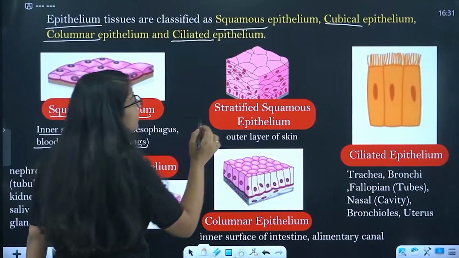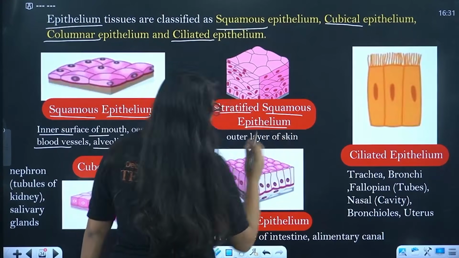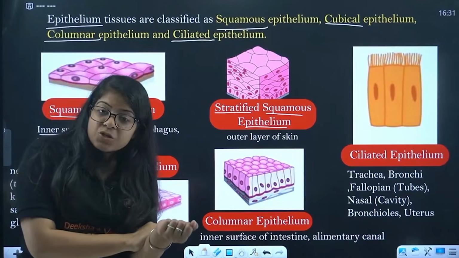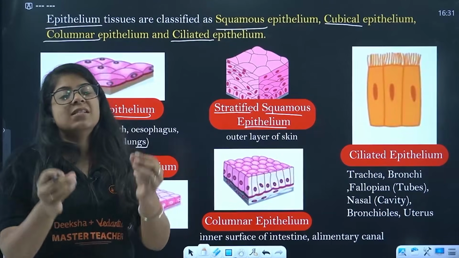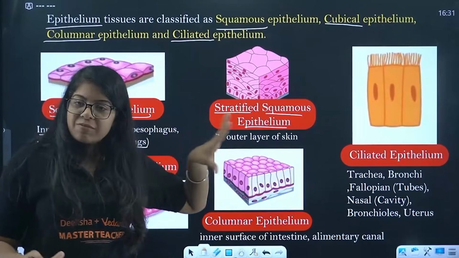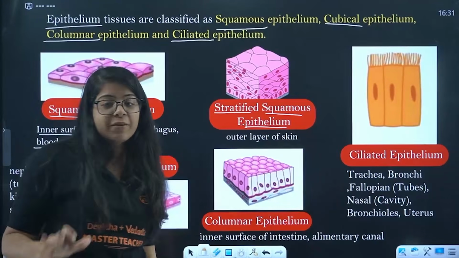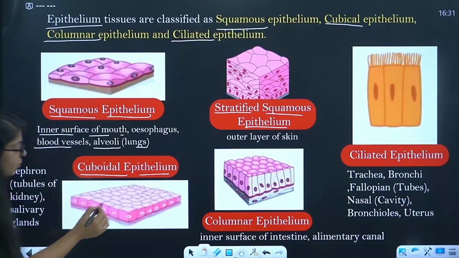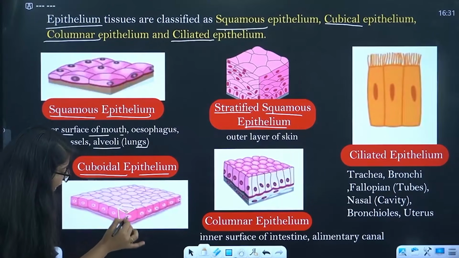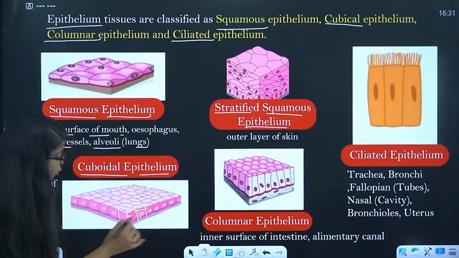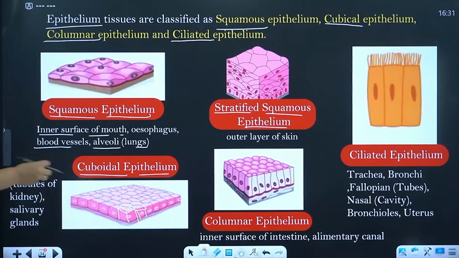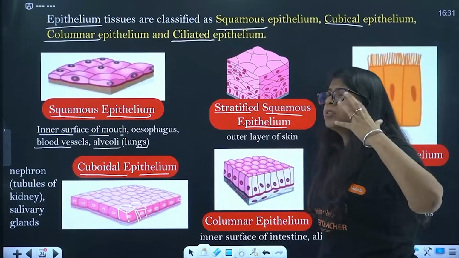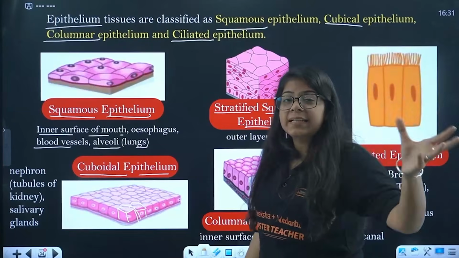Okay, then beta, we have stratified squamous epithelium. It is the outer layer of skin. Outer layer of skin also has a tissue, that is your stratified squamous epithelium. We'll study what stratified means in the next slide. Okay, wait. Next beta, we have cuboidal epithelium. Why is it called cuboidal? Because look carefully, it looks like cubes, right? It looks like cubes stacked together, right? So these are nephrons. We studied about nephrons in kidney, right? So beta, you will study about nephrons and kidneys in class 10th.